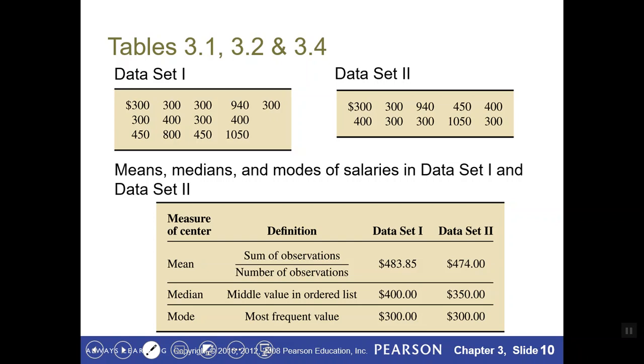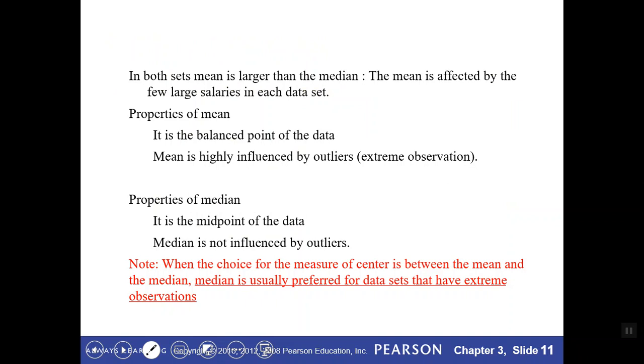Okay, we will see why. In both sets, as I mentioned, mean is larger than median. The mean is affected by the few large salaries in each data set, because in each data set there are a few large values.